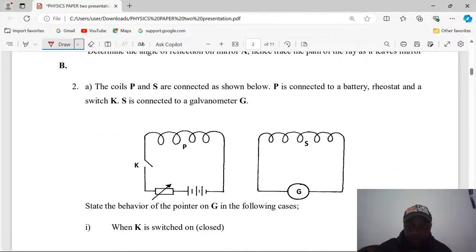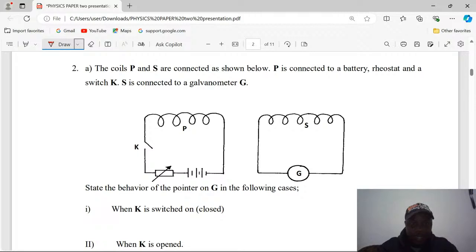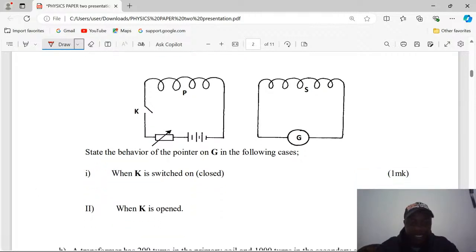Let's look at number 2. The question says that the coils P and S are connected as shown below. P is connected to a battery, then a rheostat, and a switch K, just as you can see in the diagram. S is connected to a galvanometer, again, as you can see. State the behavior of the pointer on G, that is galvanometer G, in the following cases.